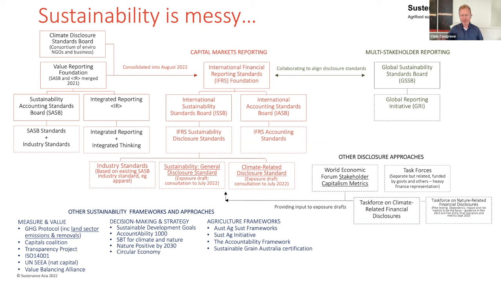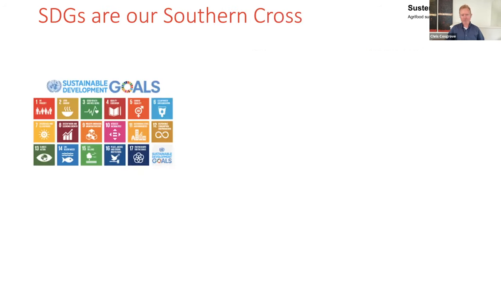Certainly for all the industry sustainability frameworks and for most sustainability people, the one constant in this sort of jungle is the sustainable development goals, the UN sustainable development goals. That's really our Southern Cross, our North Star. So the sustainable development goals are 17 of them. Most of them have about 12 to 15 indicators or targets.